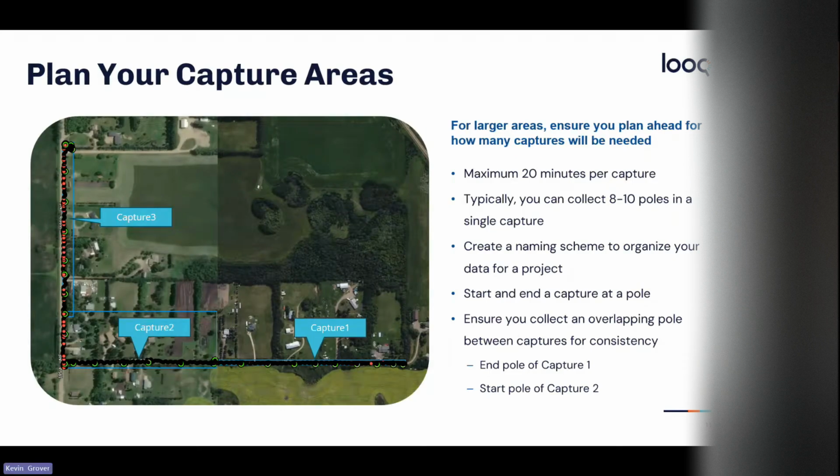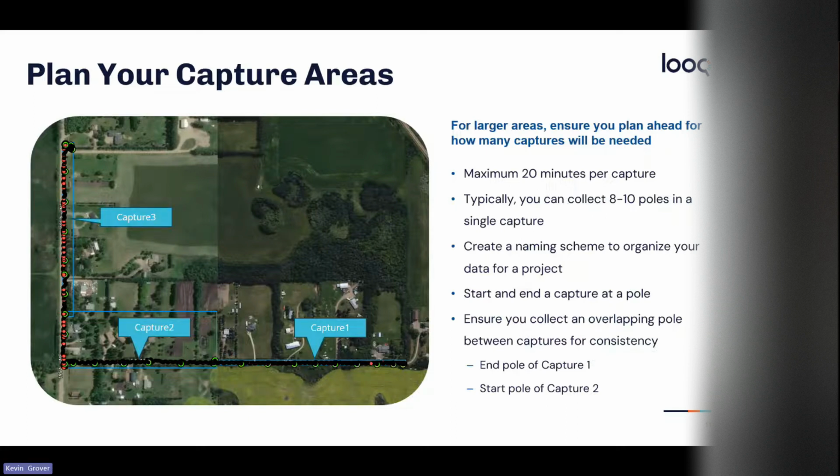Kind of diving into the planning of the capture areas, this is kind of where you do want to break it up into sections. So now as we start going from pole to pole and we want to start going along linear kind of captures, this is where we want to keep that limit. Oh, I did have this as 20 minutes. This is where we can ideally do up to 30 minutes. It will take a little bit longer to collect, but for a 20-minute capture, you can typically do about 8 to 10 poles in a single capture.